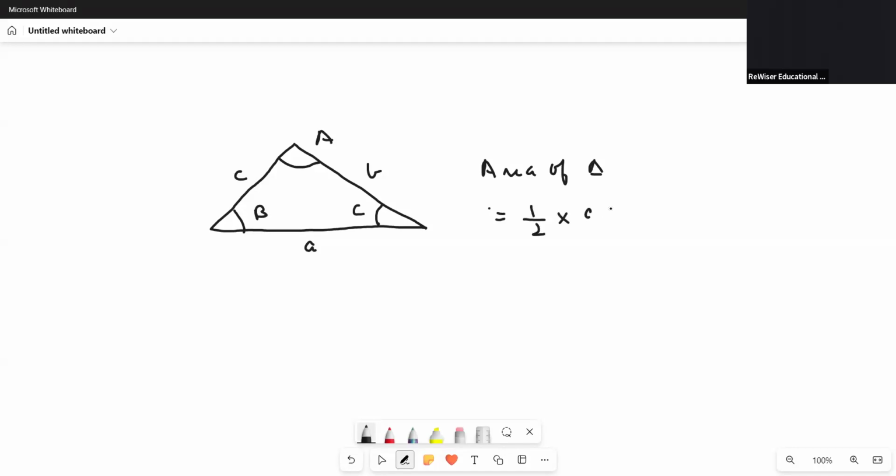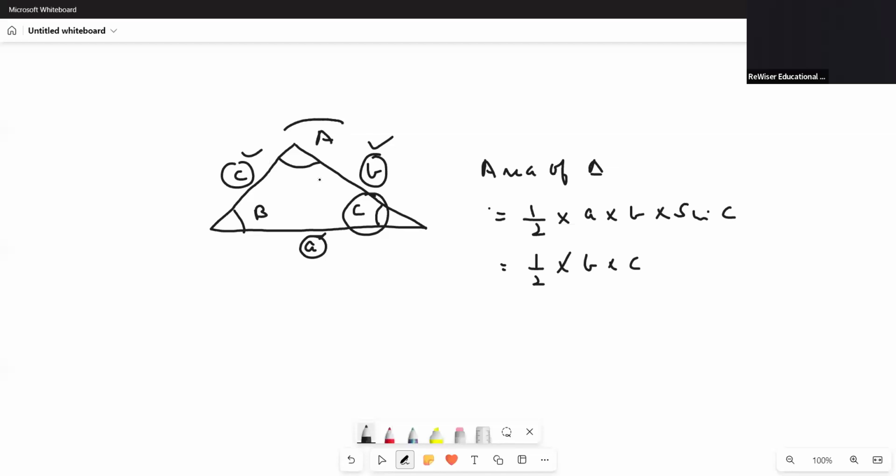of the sides. So if I'm taking these two sides, which are a and b, into sine of the angle between them. Between a and b, we have angle C, so that means into sine of C. Similarly, if I'm writing half, and I take the sides b and c, the angle between them is A, so that's into sine of A.